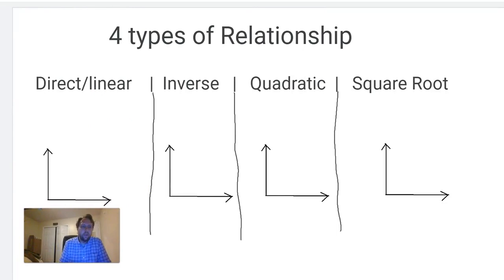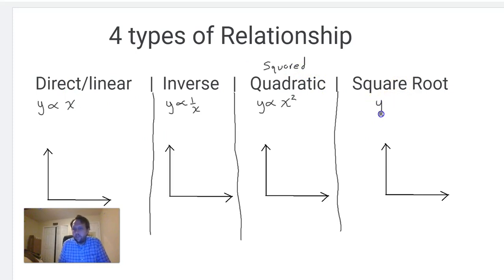The first one is direct, sometimes called linear, and that is where y is proportional to x. You say y is proportional to x, that's a direct or linear relationship. You can say y is inversely proportional to x, or 1 over x. That's the inverse. Quadratic would be y is proportional to x squared. Sometimes that is called a squared relationship. People use the terms squared and quadratic sort of interchangeably, just like we do direct and linear.